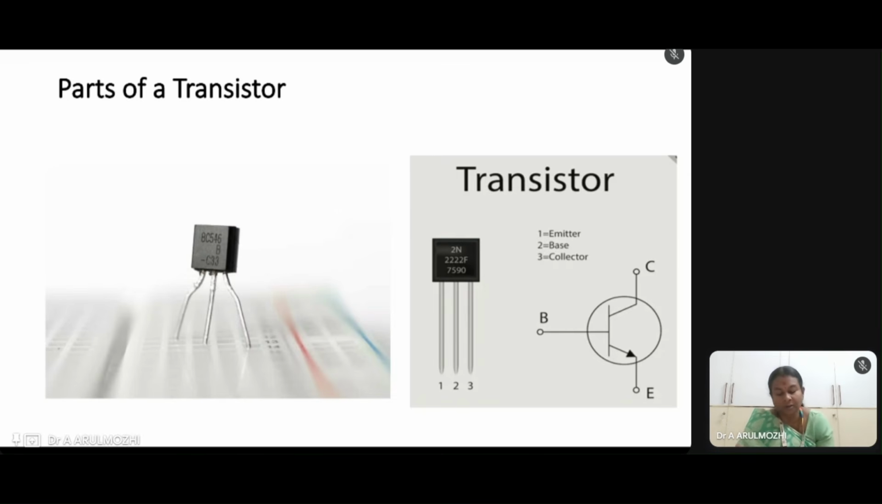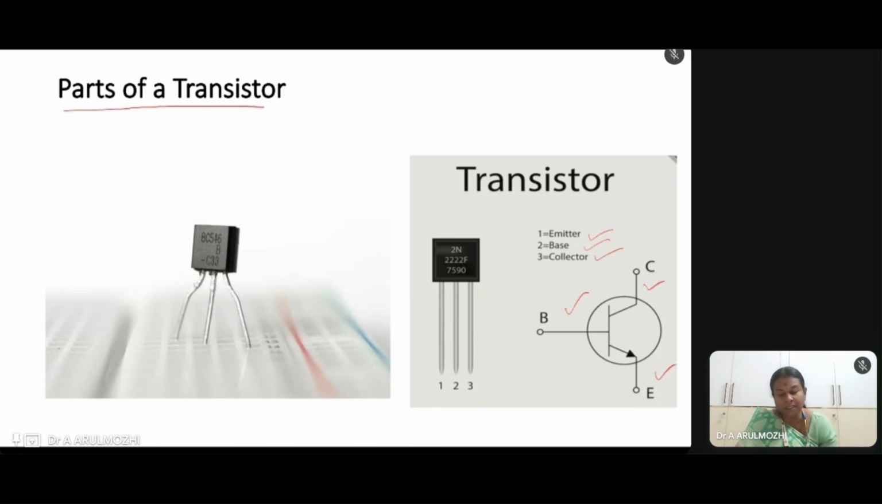Next, we will see what the parts of the transistor are. So if you see, it consists of three parts. One is the emitter, another one is the base, and the third one is the collector. So emitter, base, and collector are the three main parts of a transistor.